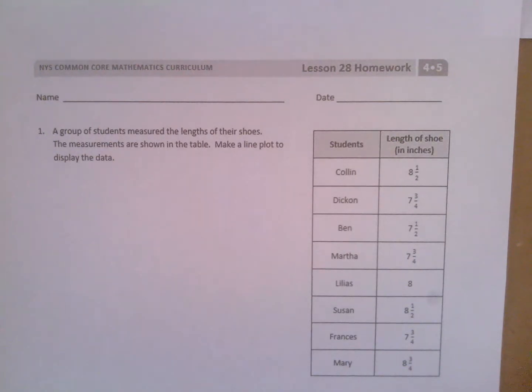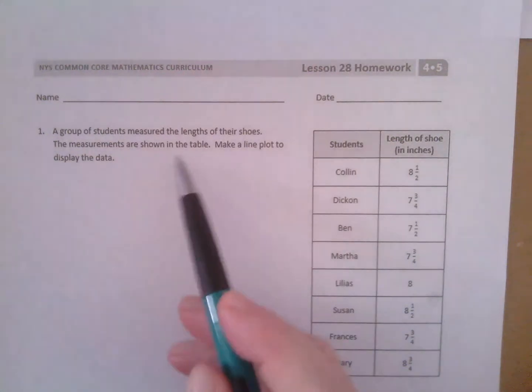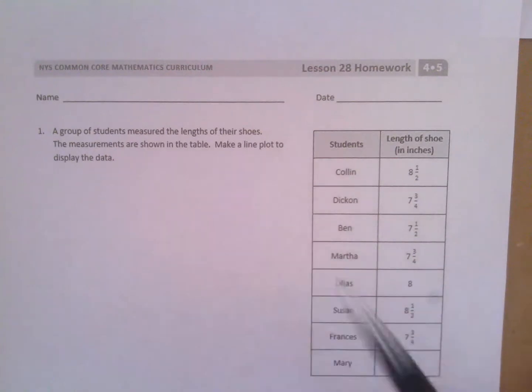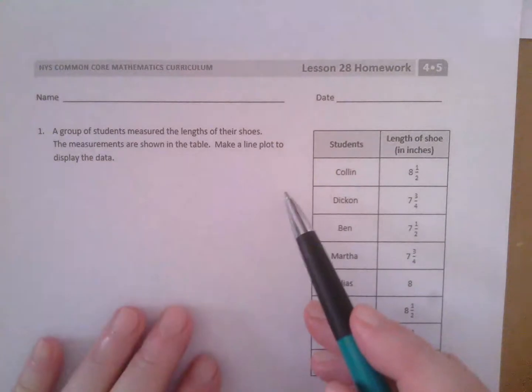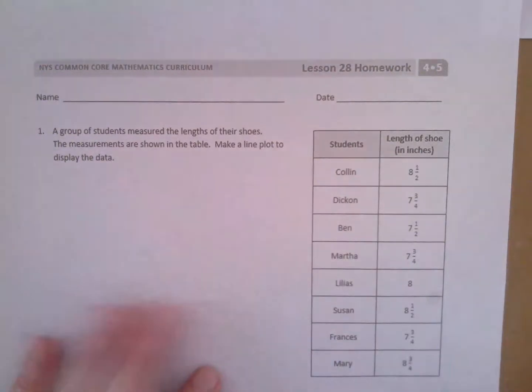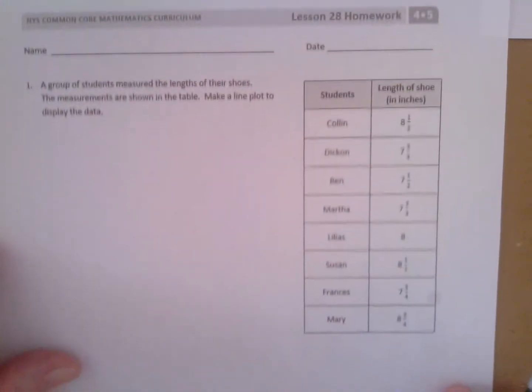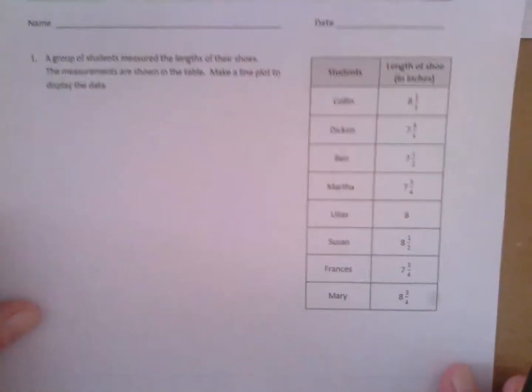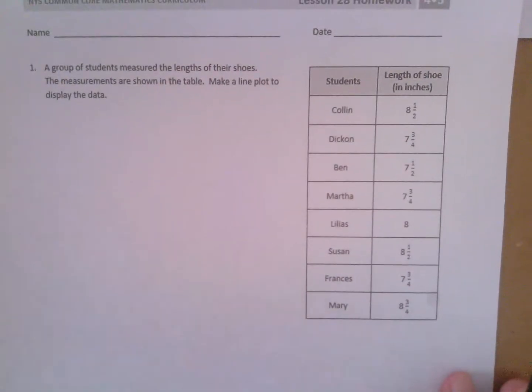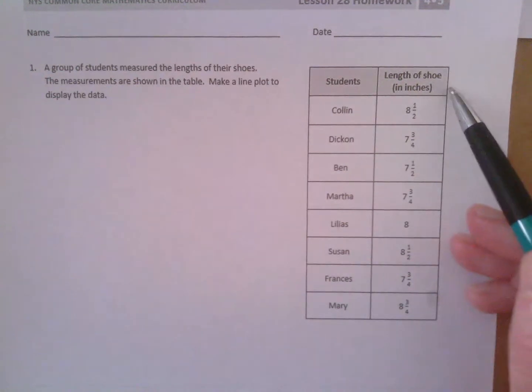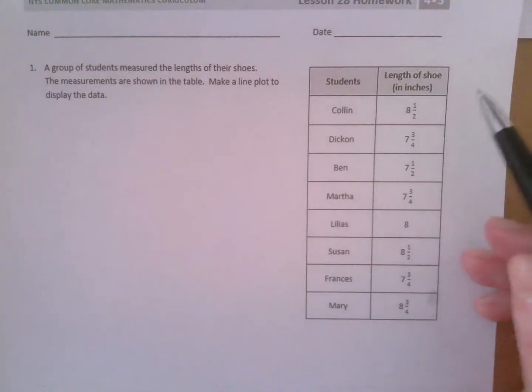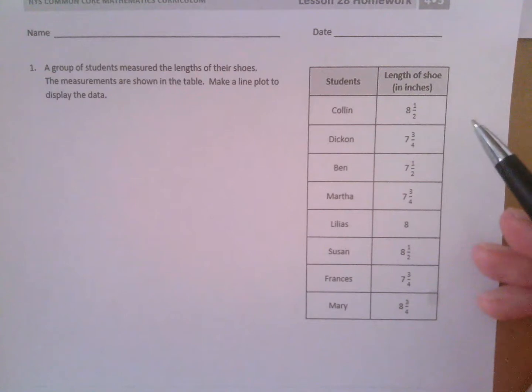Number 1 says, a group of students measured the lengths of their shoes. The measurements are shown in the table. Make a line plot to display the data. All right, so let me move this up so we can see the whole data table. It says this table shows the number of students and the length of their shoes, and it's in inches. Let's create a line plot to show the information.